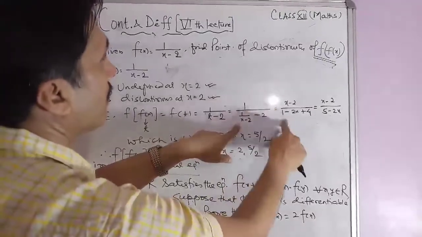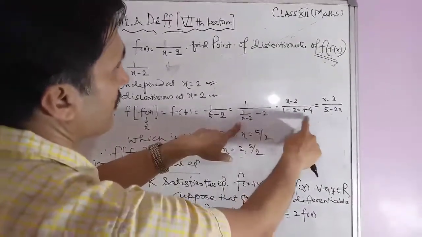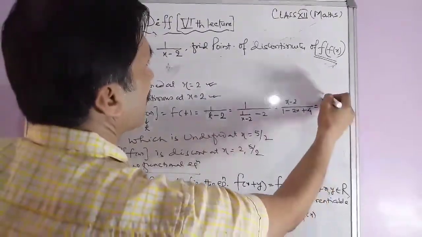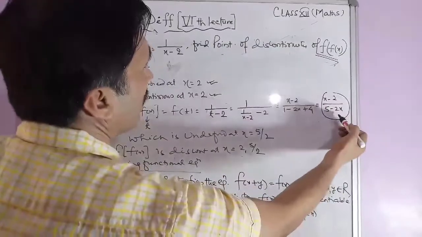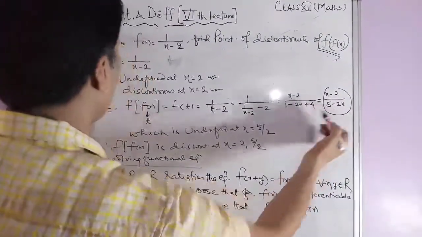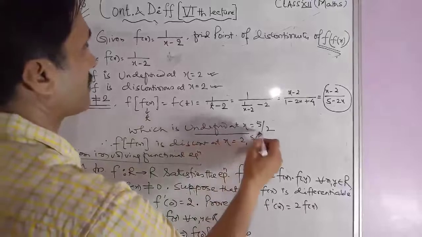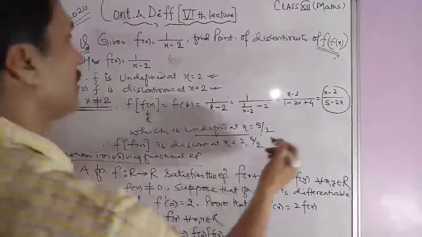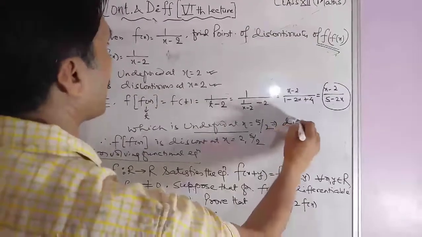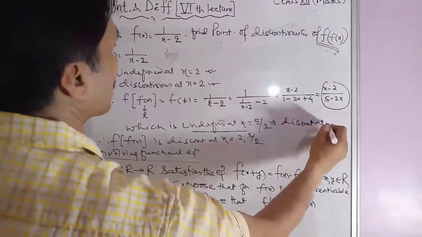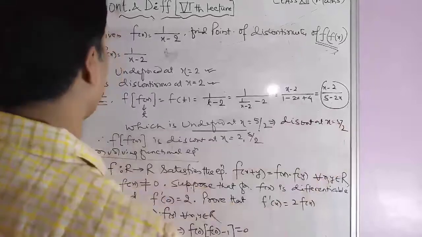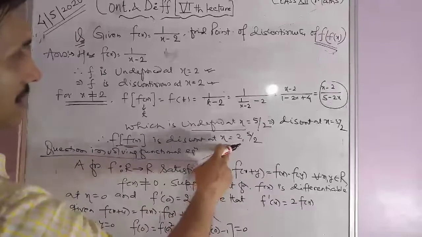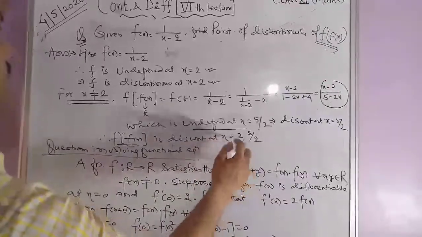which is (x minus 2) upon (1 minus 2x plus 4), that is (x minus 2) upon (5 minus 2x). Clearly this is undefined at the point where the denominator is 0, which is at x equal to 5 by 2. So f(f(x)) is discontinuous at x equal to 5 by 2. Finally, f(f(x)) is discontinuous at x equal to 2 and 5 by 2.